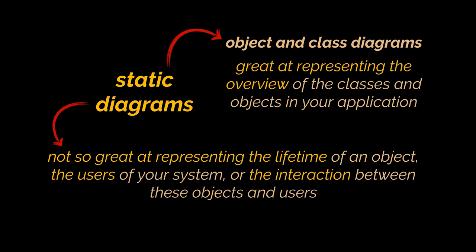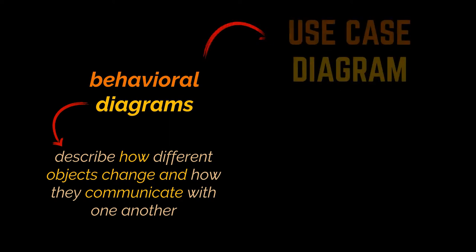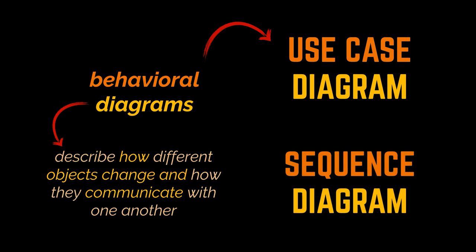This leads us to the second aspect, behavioral diagrams. These describe how different objects change and how they communicate with one another. The two most well-known behavioral diagrams are the use case and the sequence diagrams, and we are going to cover both in this video.